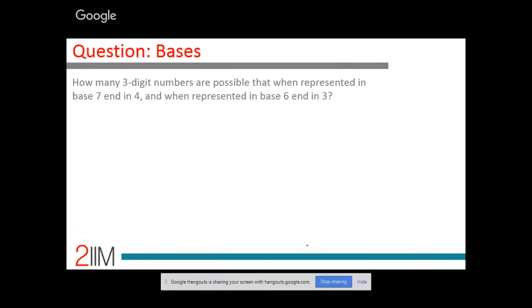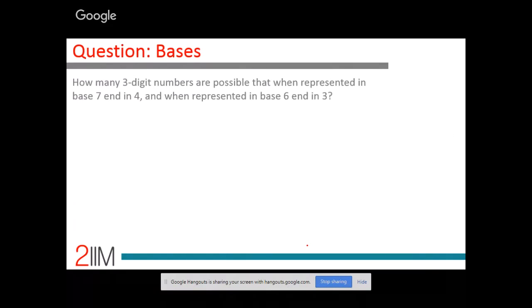When you divide by 7, the remainder is 4. When you divide by 6, the remainder is 3. This is a roundabout way of asking how many 3-digit numbers exist that, on division by 7, give a remainder of 4, and on division by 6, give a remainder of 3. That's a routine question. This is just a slightly different way of asking the same question.